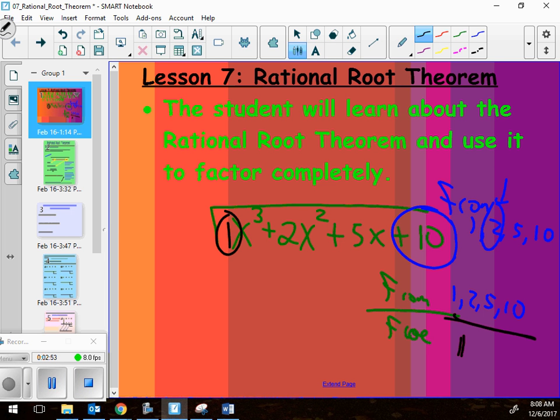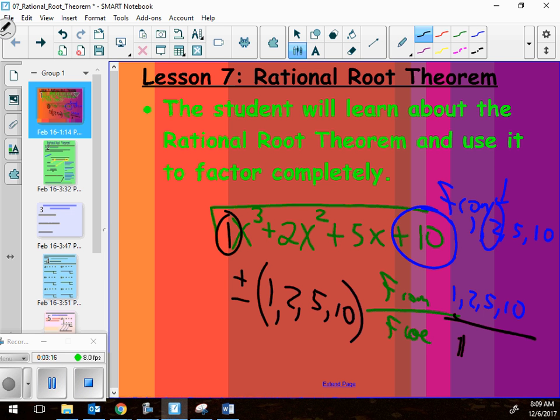So here's all the possibilities, and the first few questions in your Schoology quiz are just, what are the possibilities? So I take 1 divided by 1, and I get 1. 2 divided by 1 is 2. 5 divided by 1 is 5. And 10 divided by 1 is 10. And so these are my answers, and you just have to remember it could be positive or negative of all of them. Those are the possible roots.